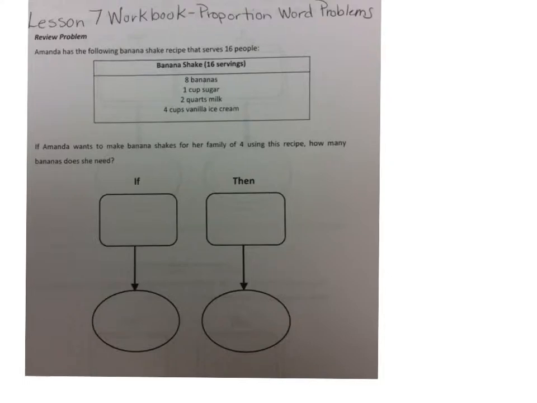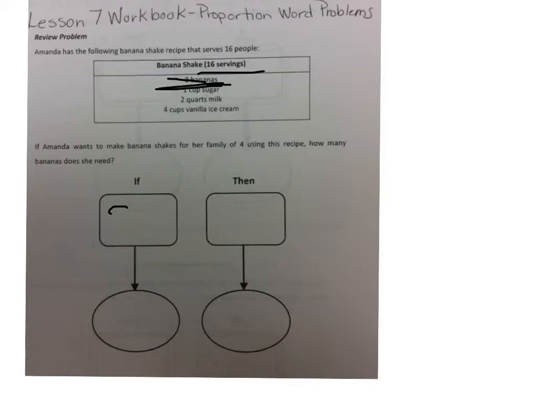So you're going to refer to the recipe and only look at what's important. The question is talking about bananas, so that would be the first thing I would underline. Oops, sorry. So it's 8 bananas. And the other thing you're talking about is how many bananas for 4 people. So the second thing I'd underline is the 16 servings. So I have the ratios basically underlined, and now I put all that information in the if statement.